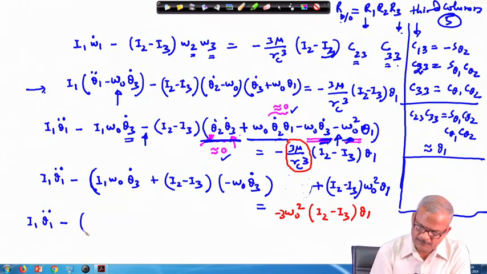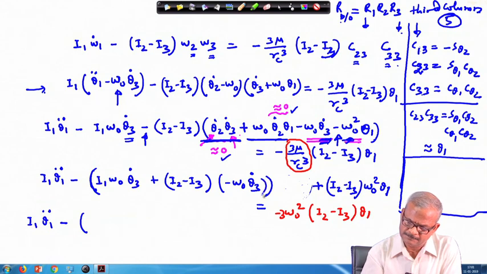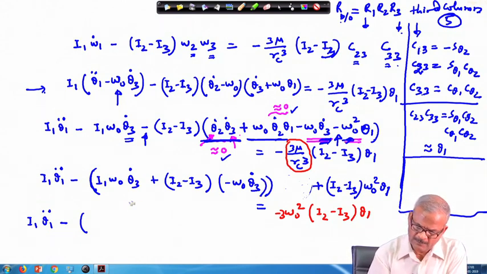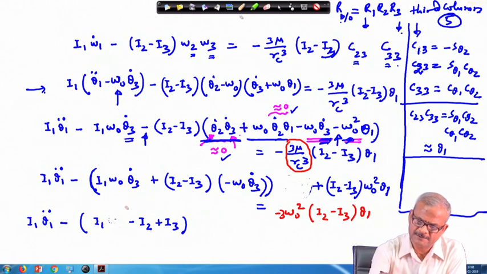And if we combine them together, what happens then? So, (I1 - I2 + I3) omega 0, and omega 0 we will take outside the bracket, so that it simplifies in just one step.